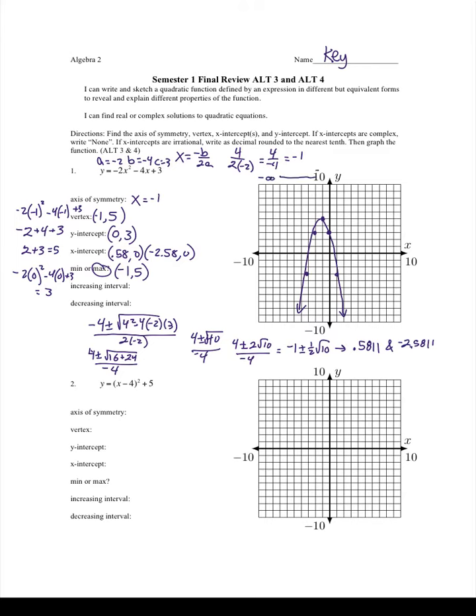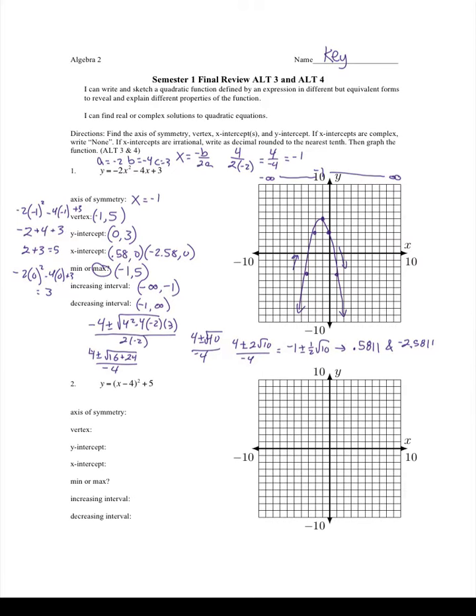If we put in our intervals, we've got negative infinity to negative 1, and then negative 1 to infinity. The graph is going up from negative infinity to negative 1, so that's our interval of increase. It's going down from negative 1 to infinity. That will be our interval of decrease.